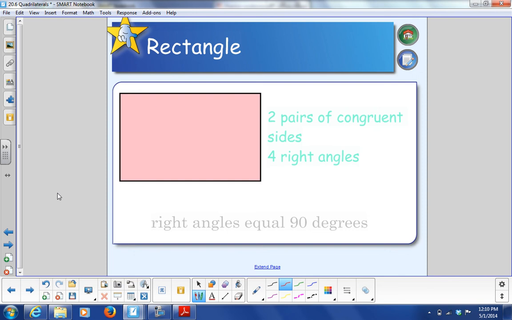All right, rectangle. A rectangle has two pairs of congruent sides and 4 right angles. Each angle is a 90-degree angle. These you should know. You've been learning these since preschool, right? The sides are going to be the same length. They're congruent, which means the same in length or shape. These two sides are the same in length, and these two sides are the same in length. That makes it a rectangle.